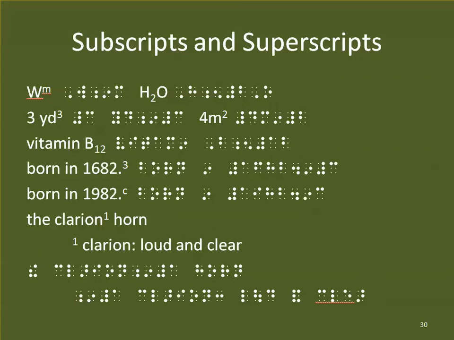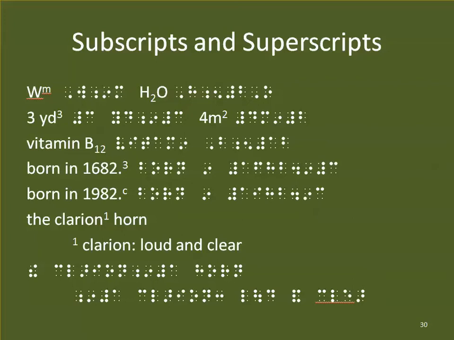Born in 1682, period, 3 is supposedly a footnote. So we have numeric mode 1682, period. We're still in numeric mode, we're still in grade 1 mode, because a numeric mode carries through the period. So we have our superscript indicator there. We do not need a grade 1 mode indicator there because we're still in grade 1 mode. And then numeric mode has been terminated because of that superscript indicator. So we need to start up numeric mode and then 3.